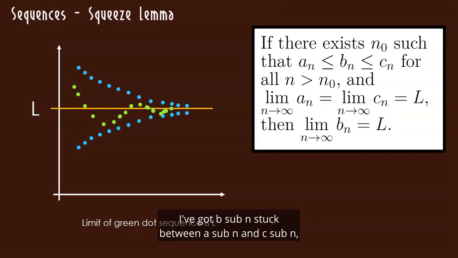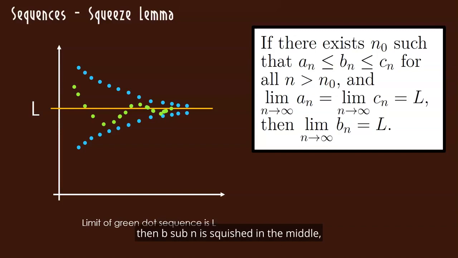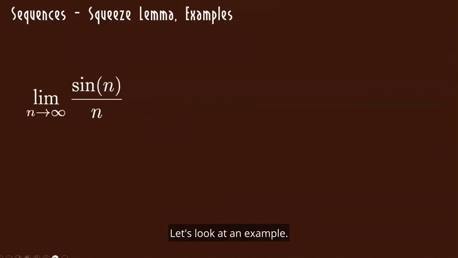And if after that point, I've got b sub n stuck between a sub n and c sub n, and both the a and c sequences go to L, then b sub n is squished in the middle, also going to L. Let's look at an example.